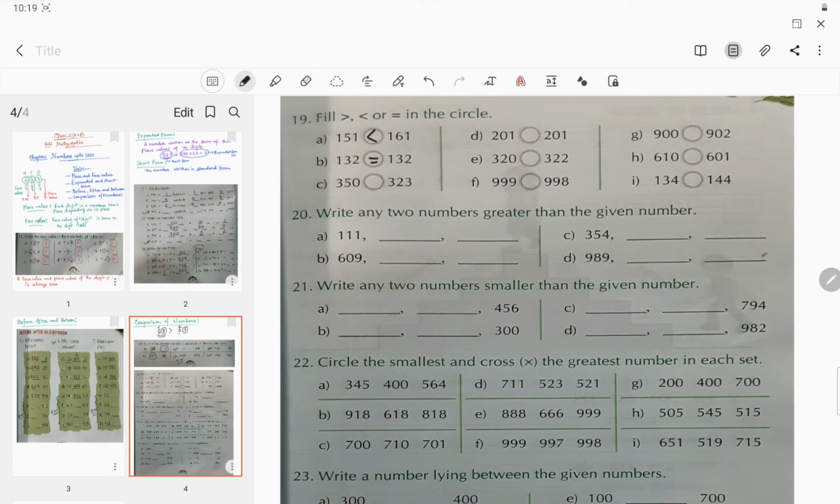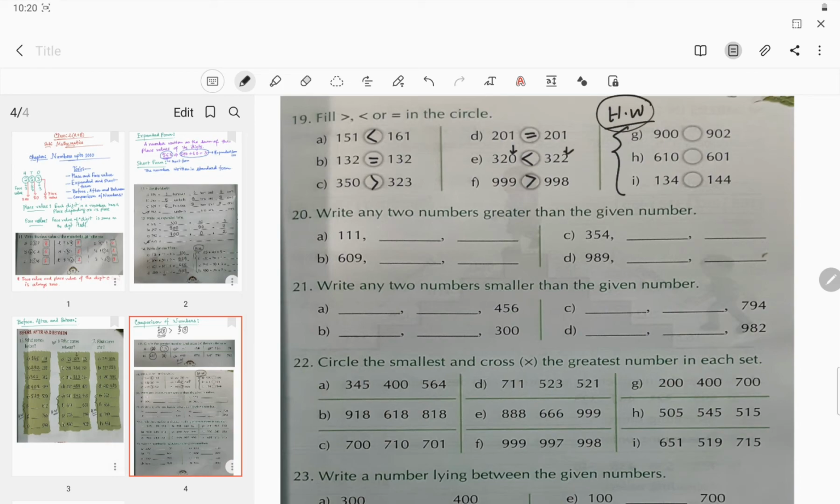350 and 323, 350 is greater than 323. 201, it's equal. 320 and 322, since in the ones place it is 0 and it is 2, and the digits in the tens place and the hundreds place are the same, so it is less than. Okay, now F, it will be greater than, and G, H, I, this is your home task. So you have to fill up.